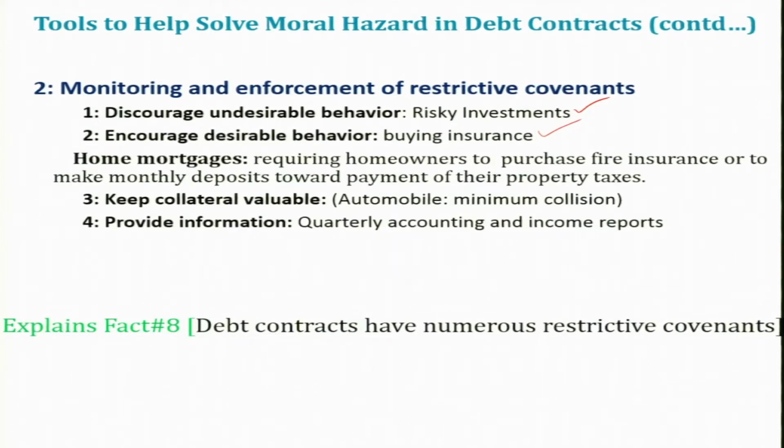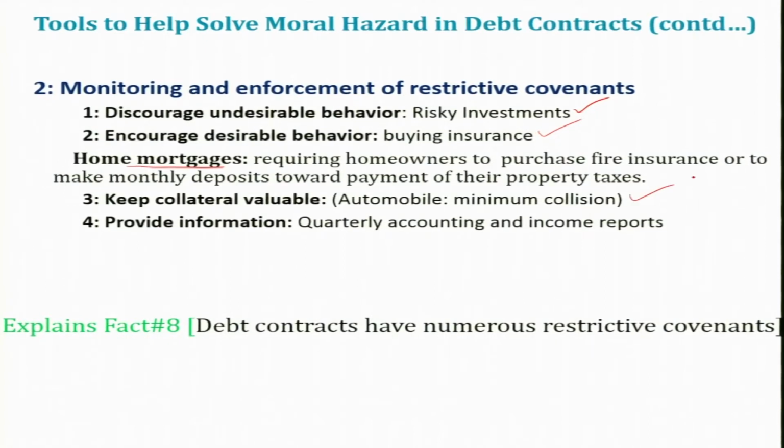So this is the second one, and as I mentioned here, the home mortgage requires homeowners to purchase fire insurance or make monthly deposits towards payment of their property taxes. So these all will be part of the debt contract there. So this kind of covenant will be included.